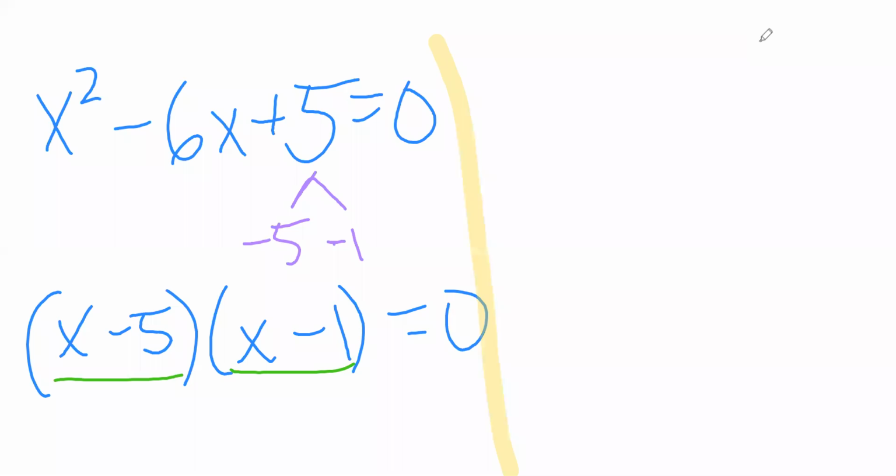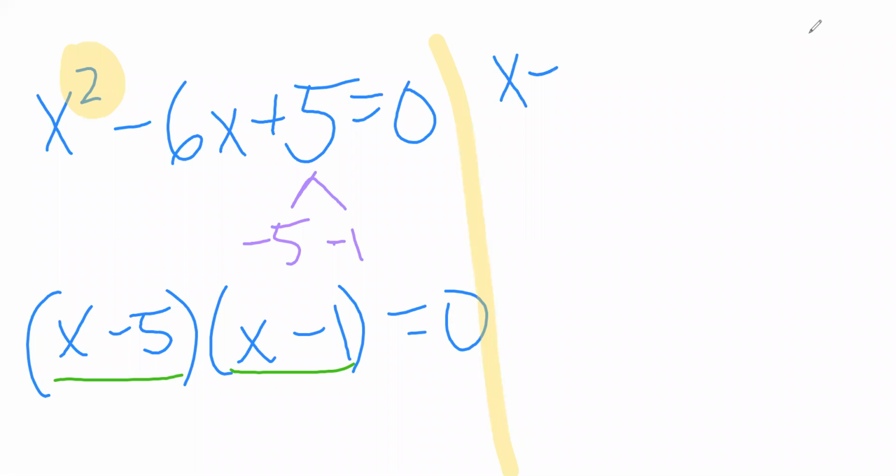Now notice that we have two possible answers for x, and that's because we have an x squared. The highest exponent of your variable is how many solutions you'll have, as long as you count complex ones. But that's getting a little too complex, so I won't talk about that.